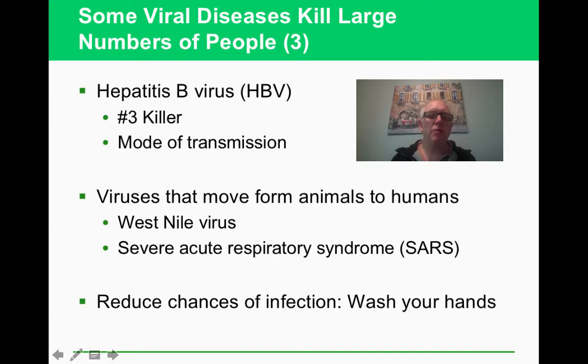Hepatitis B is also spread in a similar way as HIV through bloodborne pathogens, people sharing hypodermic needles. Is a possibility, even blood transfusions before we knew what was going on, and also through sexual bodily fluids being transferred. This is a way that hepatitis and HIV have been spread. West Nile virus and SARS come from animals.